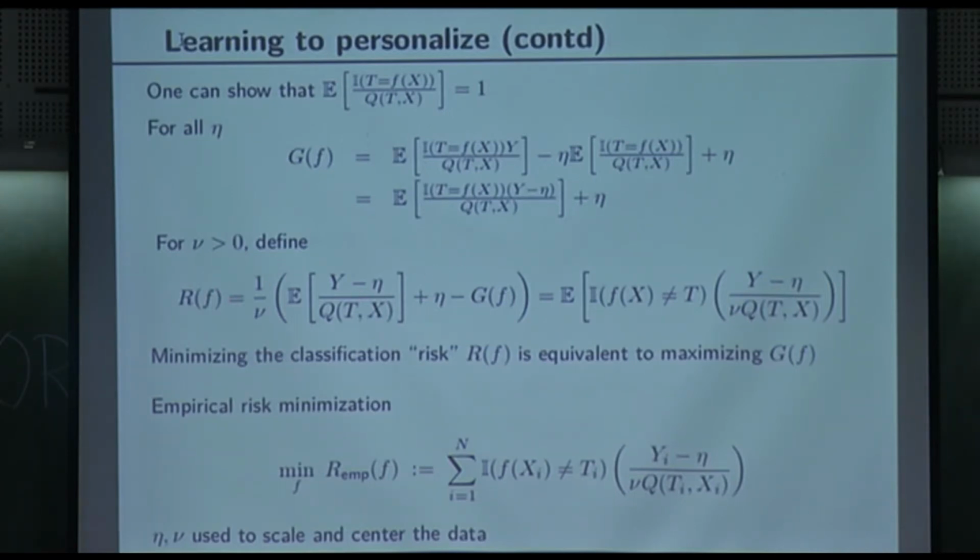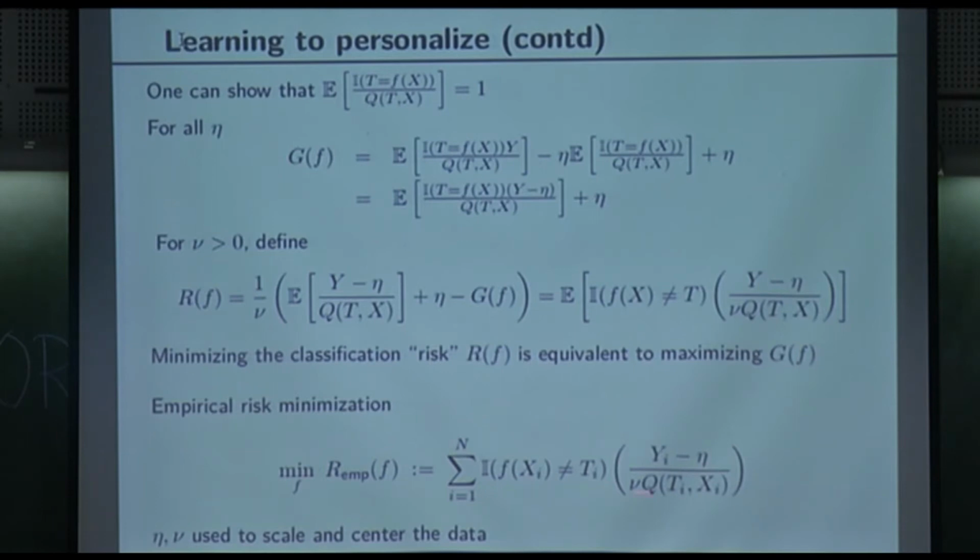And if you calculate what happened over here, if you put in this gf over here, you end up getting that this risk factor is nothing but the expected value of f of x not equal to t, y minus eta divided by nu qtx. So now minimizing the classification risk rf is equivalent to maximizing gf.